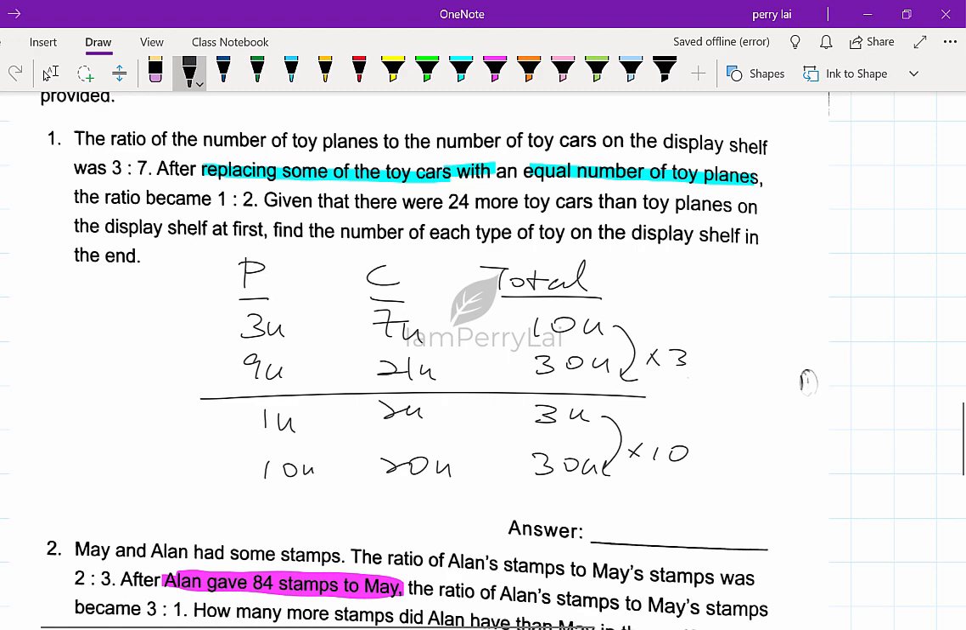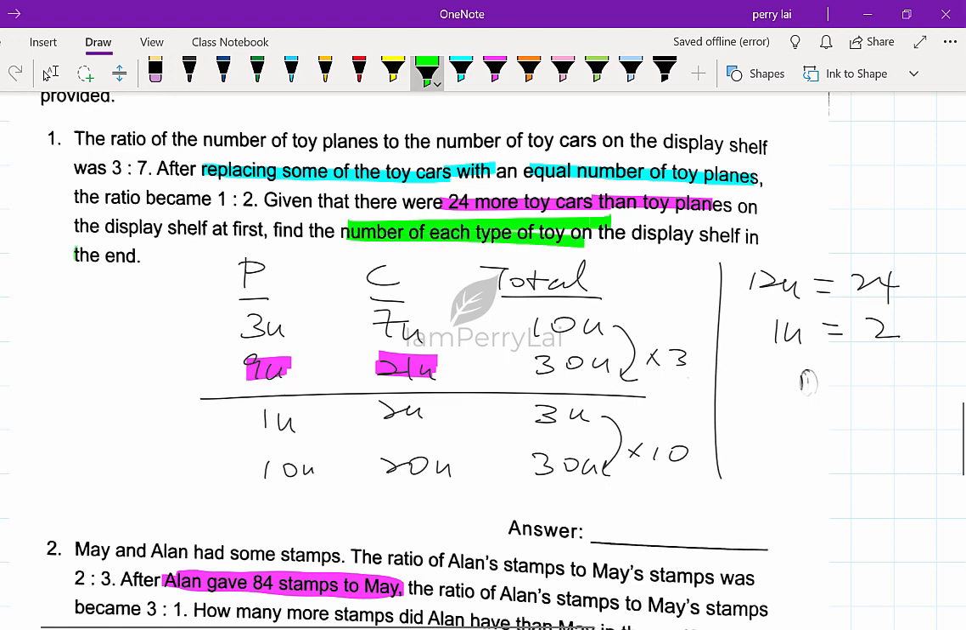Then we go back to the question and see what numbers they give us. 24 more toy cars than toy planes. So the difference between cars and planes is 24. The difference here, 21 minus 9, is 12. So 12 units equals 24. You can find the value of 1 unit. And then they want the number of each type in the end, which is right here. So with these 3 green highlighted data, you can solve the question. And that's it, total unchanged.